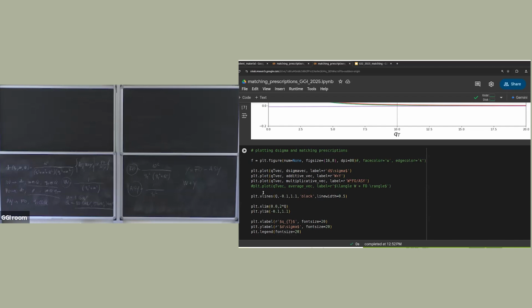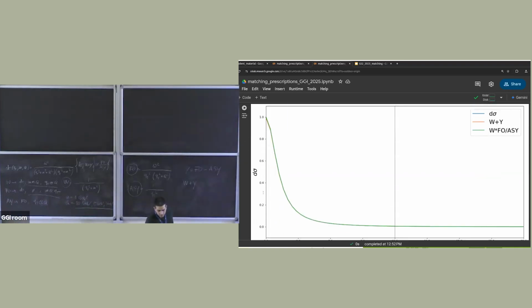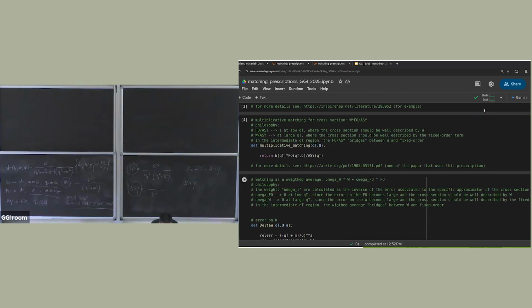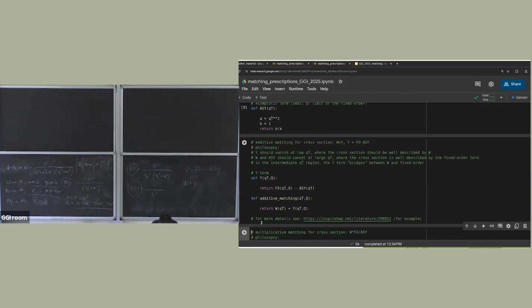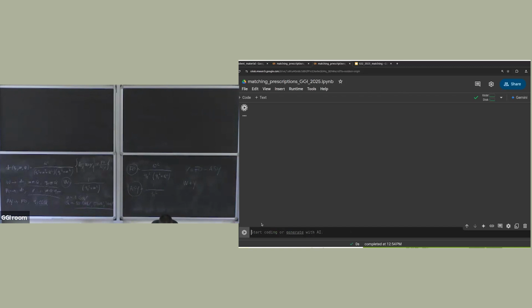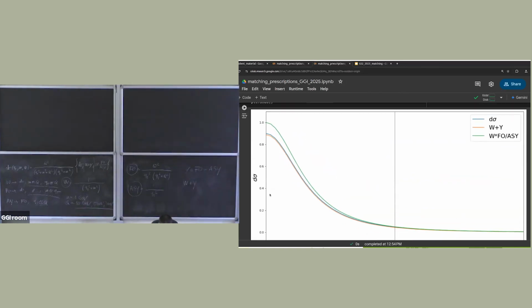So when Q is large, you see that the full cross section, the W plus Y, and the multiplicative prescription perform equally well. Okay. And something different happens at lower energies. Let's see what happens. If I change my hard scale to Q equal 3, for example, okay, what do you observe?